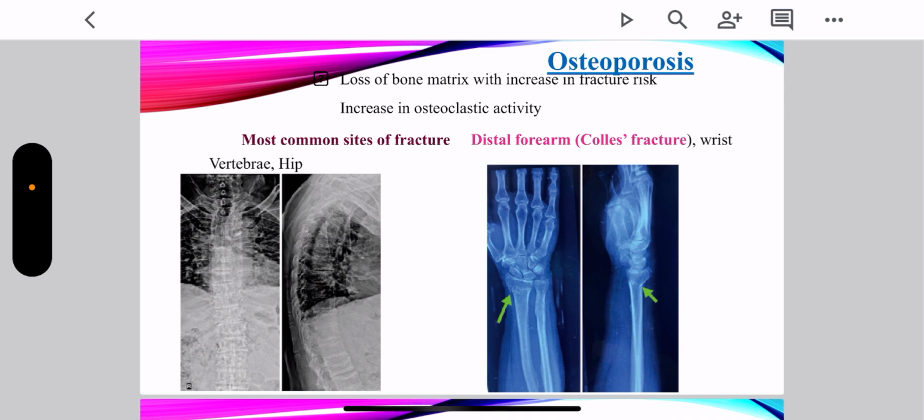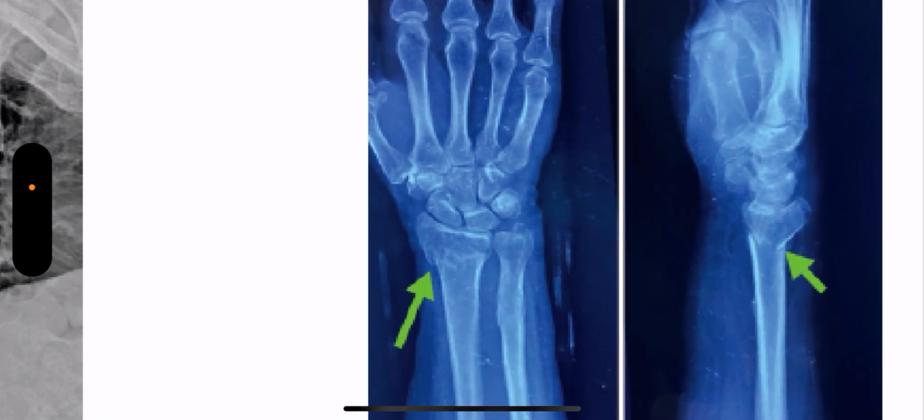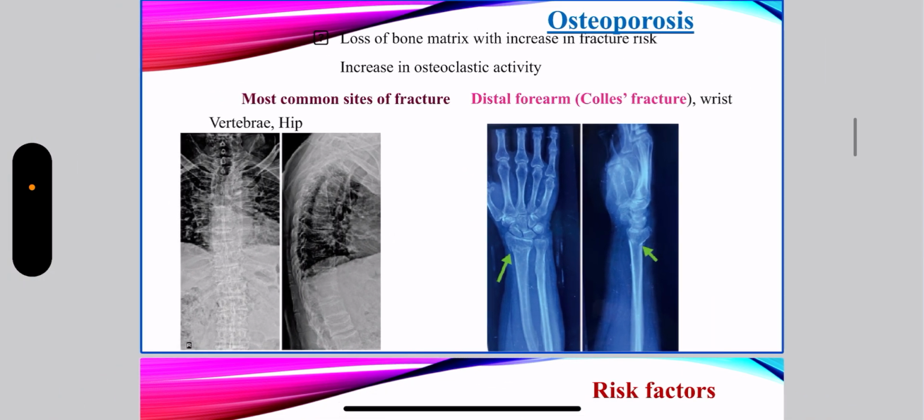In osteoporosis, the most common site of fracture is your distal forearm, and it is called a Colles fracture, followed by wrist, vertebra, and hip. You can see the radiographs over here. The first radiograph shows osteoporosis in the spine, whereas in the subsequent radiograph, you can see the fracture of the lower end of radius, that is called Colles fracture. This green colored arrow represents the site of fracture. It is Colles fracture.